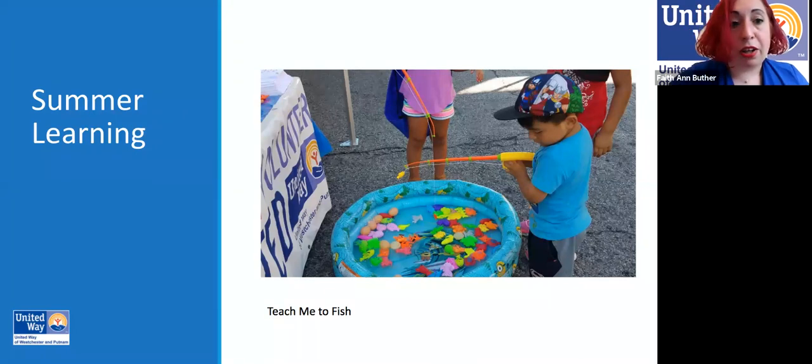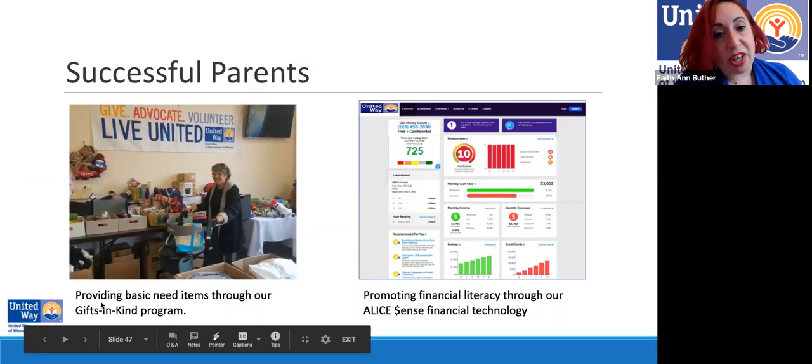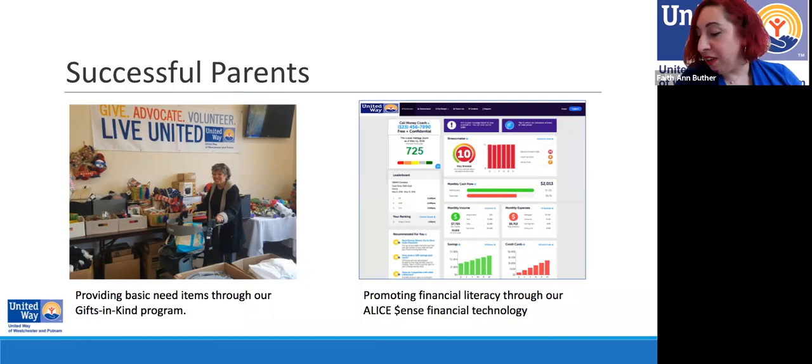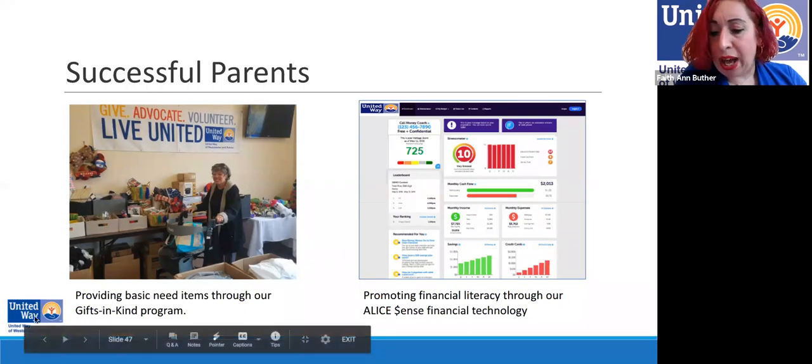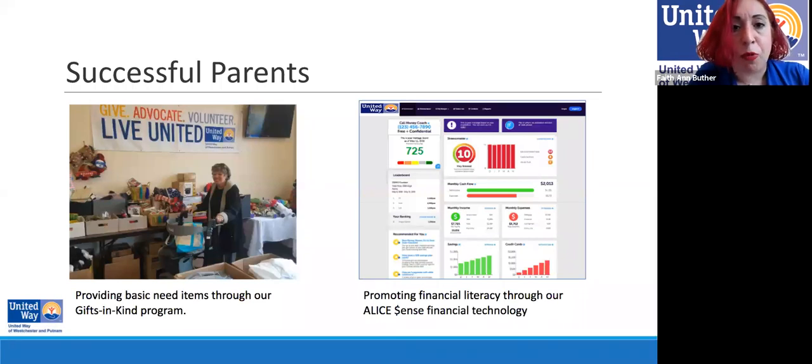Also, another key component of the campaign is having successful parents. We know that parents being able to de-stress a little bit, become more self-sufficient and thrive really helps the children also. So through our Gifts in Kind program, we're able to provide basic need items. What you're seeing in the picture on the left is a pop-up shop within our front conference room where different nonprofits are able to get some of these items. We give out bedding, clothing, furniture, school supplies, a little bit of this, a little bit of that. By working through our corporate partners, we're able to help them get items that they may not be able to afford otherwise.